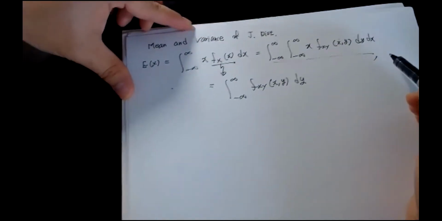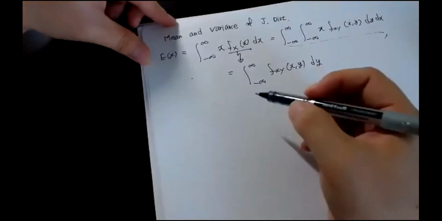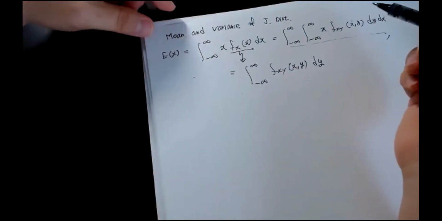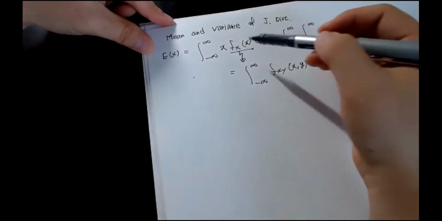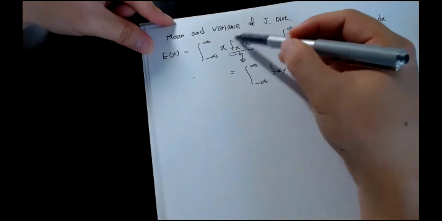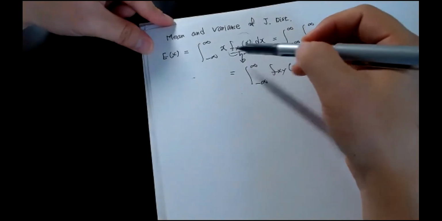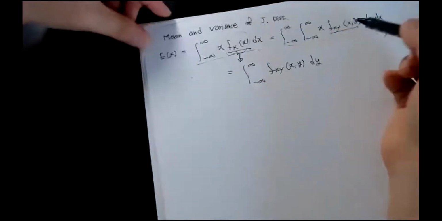So keep in mind there are two ways: you just use the joint PDF, or you find the marginal PDF of x and evaluate that integral. Either one is just fine.